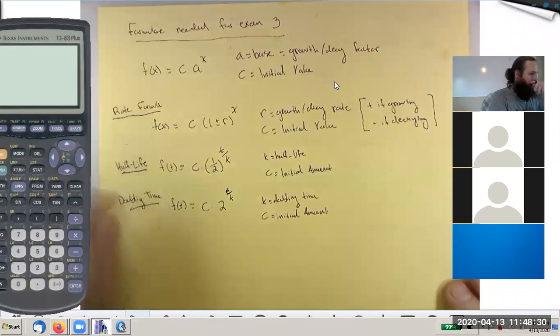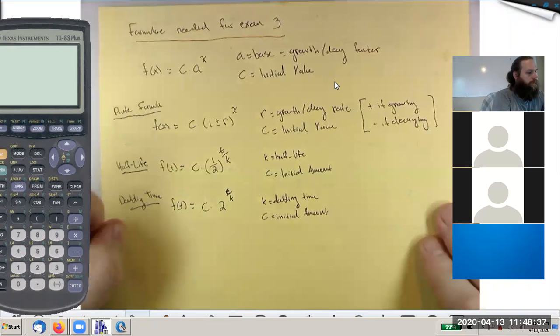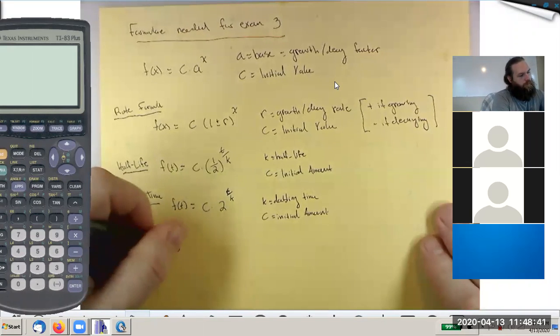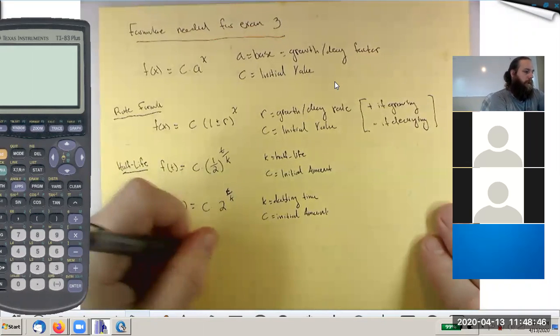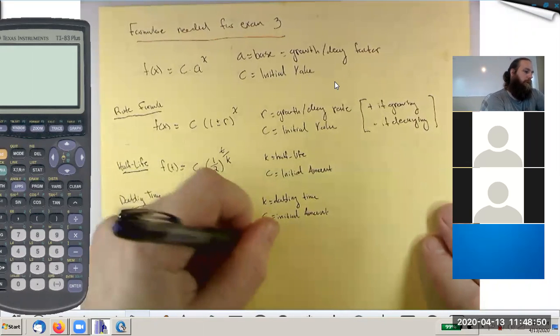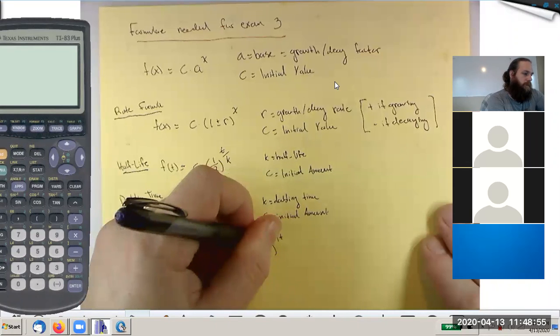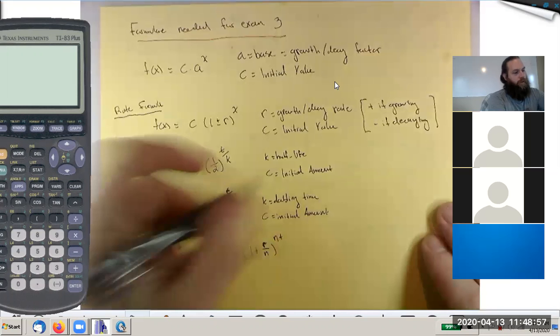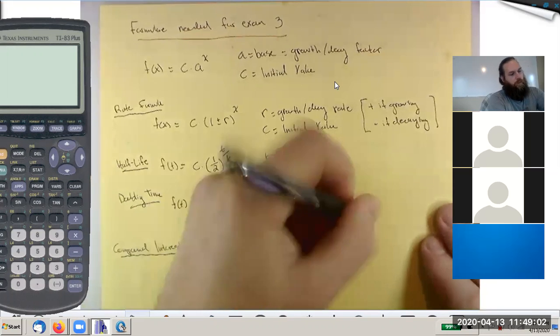What else did we have from those sections? We have the rate formula, the half-life formula, the doubling time formula, and we had the compound interest formula. It said the value of the account after t units of time would be p times 1 plus r over n raised to the nt. This is an r. Where p is the principal, or the initial amount.